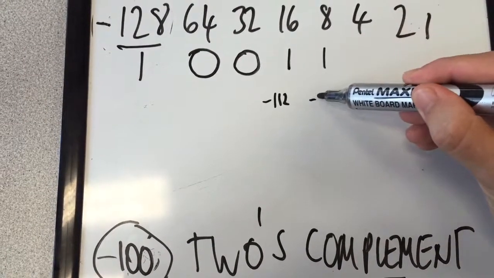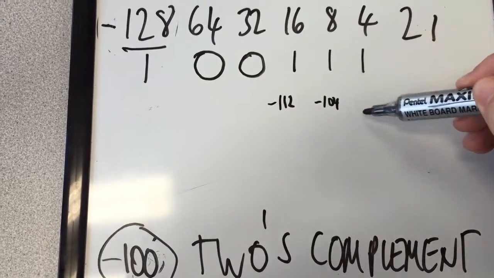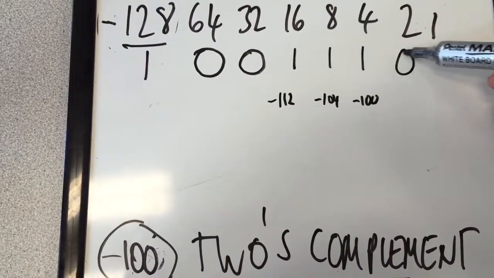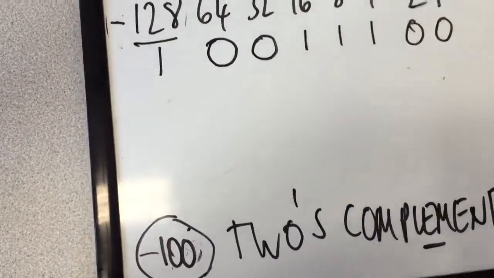So the 8 is going to give us negative 104, and adding on the final 1 is going to give us negative 100. So then we can put zeros down here. Now that's the cheat way of doing it.